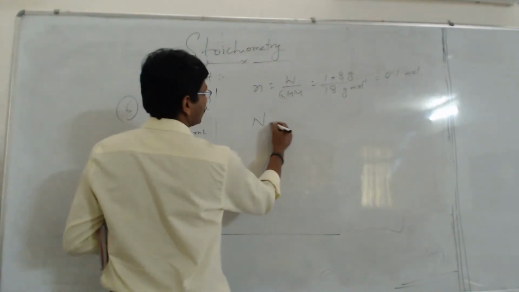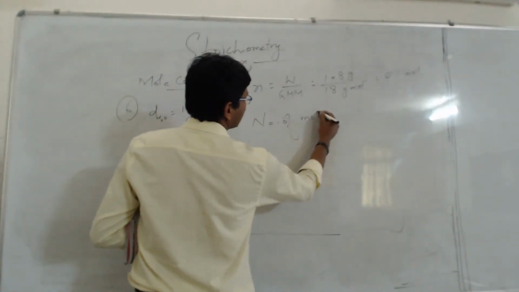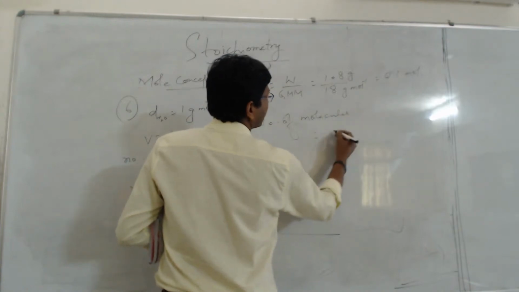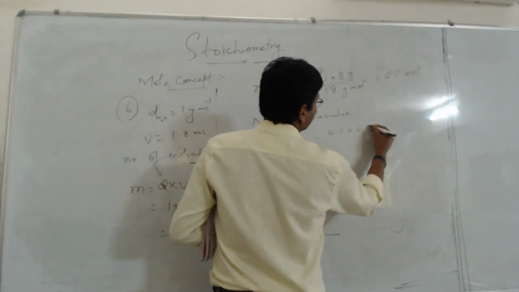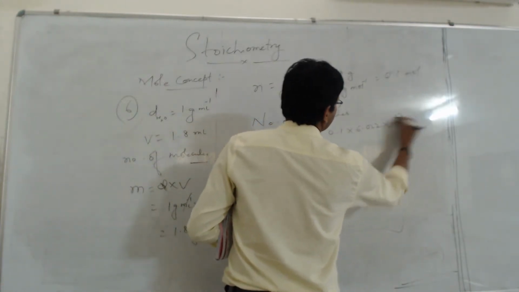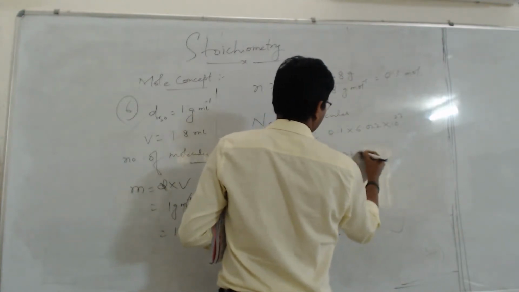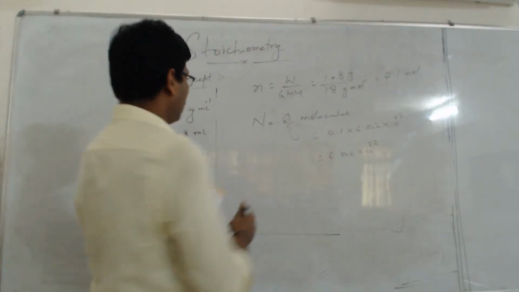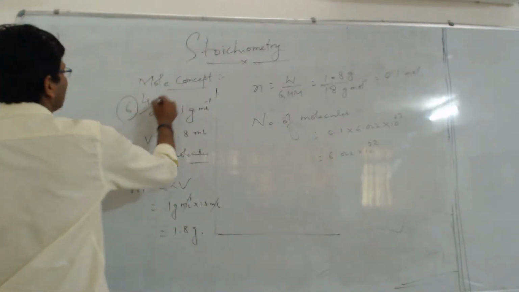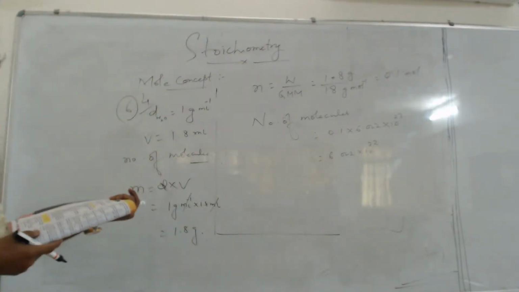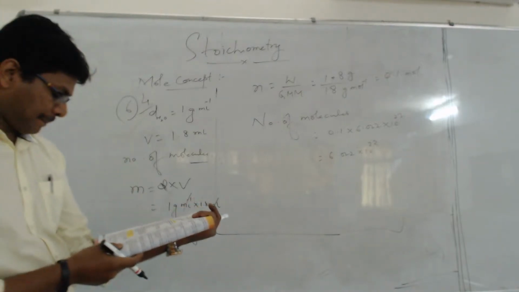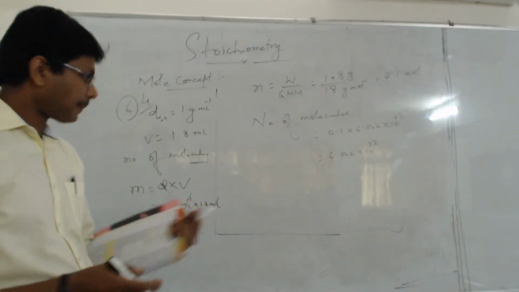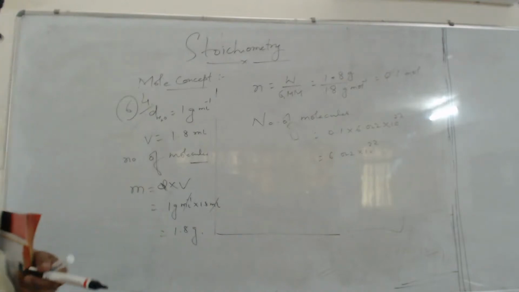So number of molecules is equal to 0.1 into Avogadro number. That is 6.022 into 10 to the power 22. So this is the correct one. So the answer is 4. So question number 6, answer is 4. Question number 7.